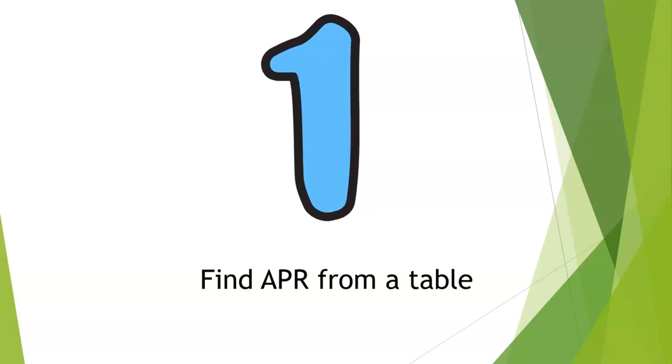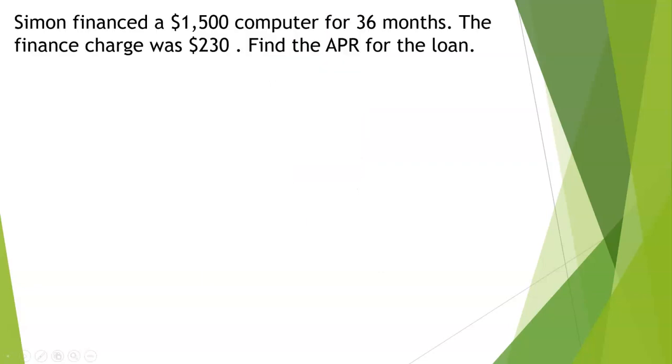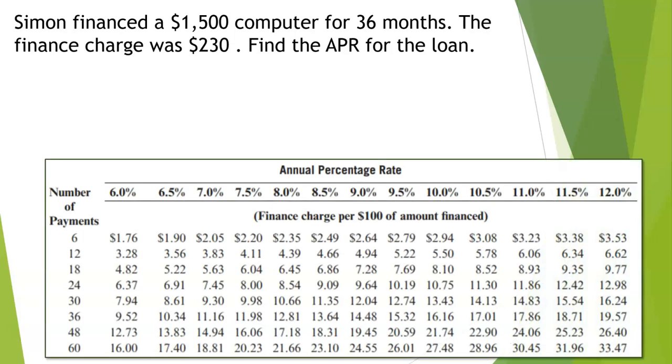And now, coming in at number 1, the most missed type of problem on the test, finding APR from a table. Simon financed a $1,500 computer for 36 months. The finance charge was $230. Find the APR for the loan. Here's the APR table we'll need to use.